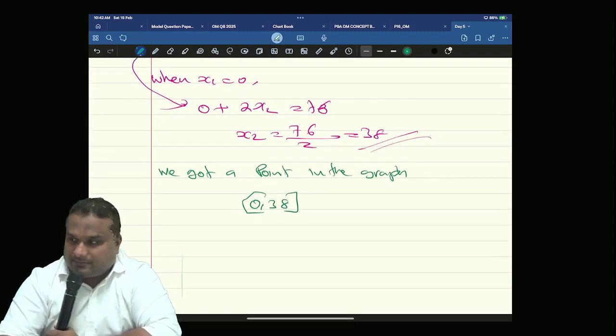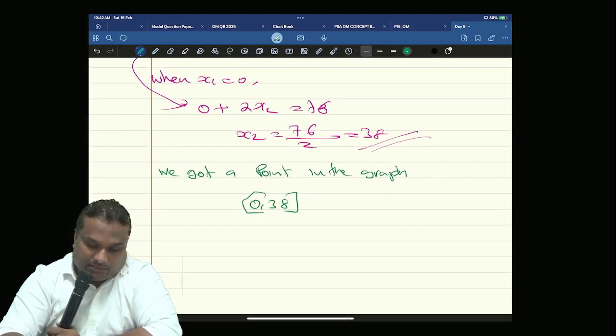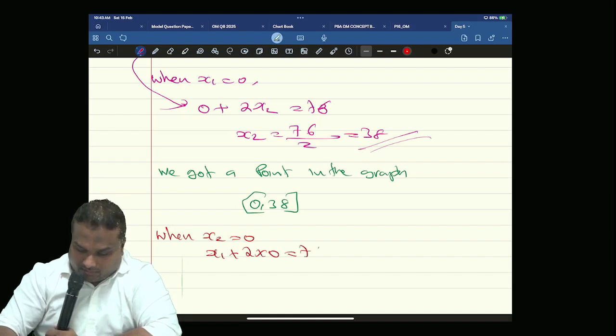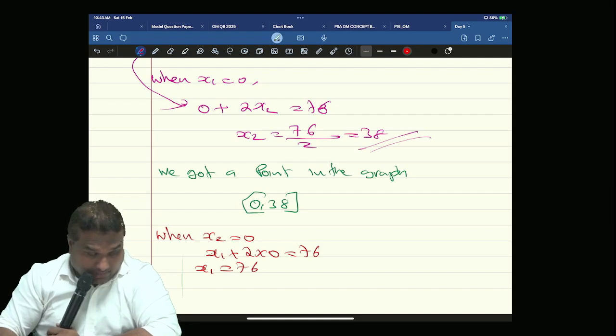Now we will go for the next step. The next step is when x2 is equal to 0. So x1 plus 2 into 0 equal to 76. That means x1 is equal to 76.